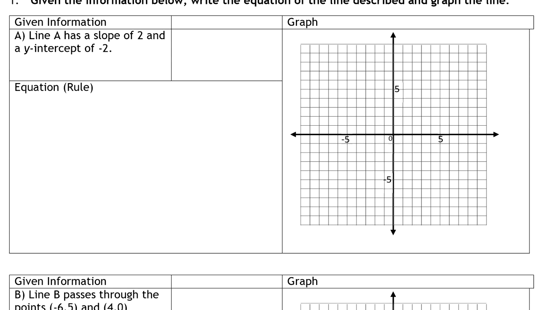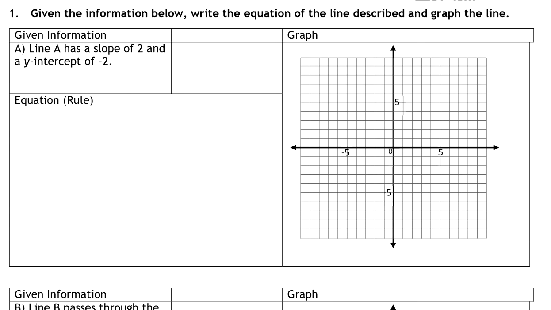First question gives us some information. This is a line that has a slope of 2 and a y-intercept of -2. The directions above said, given the information below, write the equation of the line described and then graph the line.